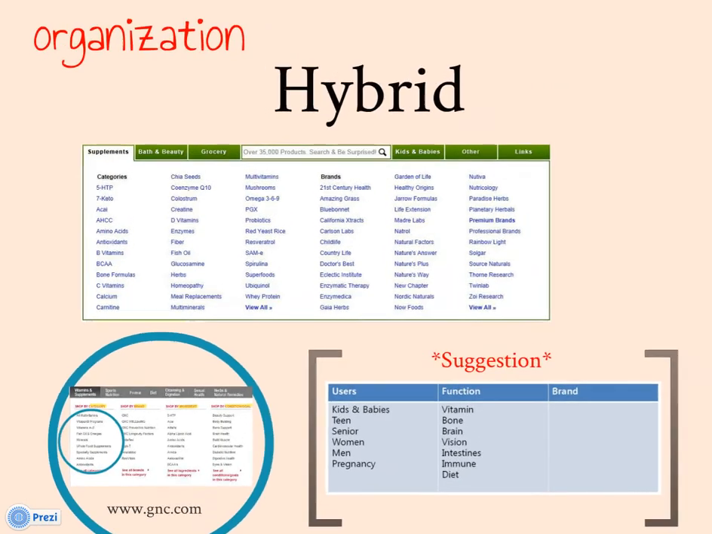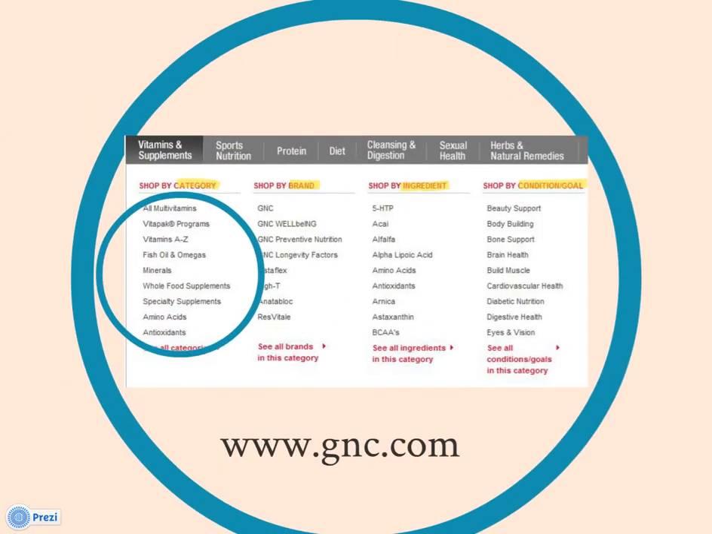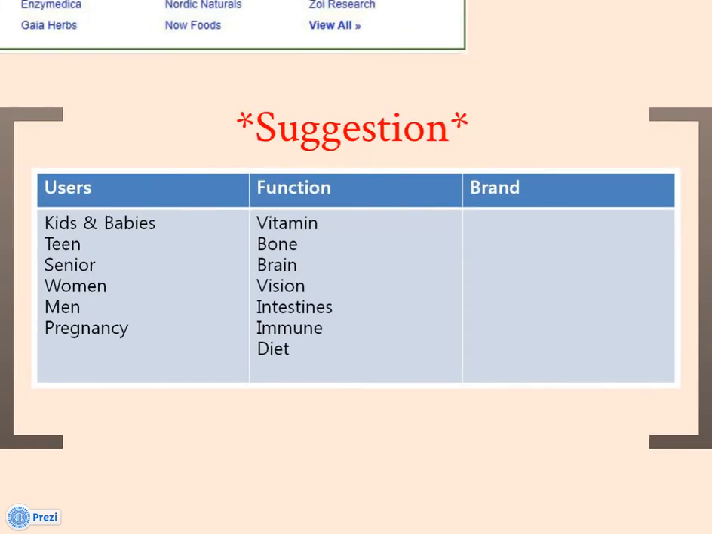Similarly, the Supplements tab has too many options in one level. We can solve this problem by adding hybrid organization. For example, GNC, the supplement website, uses hybrid organization. They provide supplements by category, brand, ingredient, and the goal of the users. Similarly, iHub can provide supplements by who will take them, what function the user expects from them, and what brand of supplement they want.